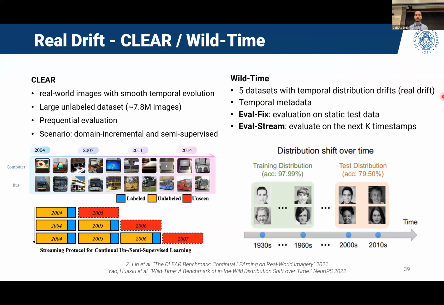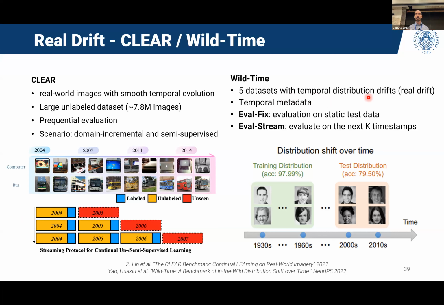exploit this fact. There are some benchmarks that you can use to test in a scenario with real drift. These are examples of image classification, CLEAR and Wild-Time. You have images that are tagged with the timestamp of the image, so you can order them by time and use the frequential evaluation to test on it. Another interesting property of CLEAR is that it's semi-supervised, so you have a small amount of labeled data and a larger amount of unlabeled data. And again, this is something you will find in a real application. If you have a lot of data and you need to label it explicitly, probably you don't want to label all the data.